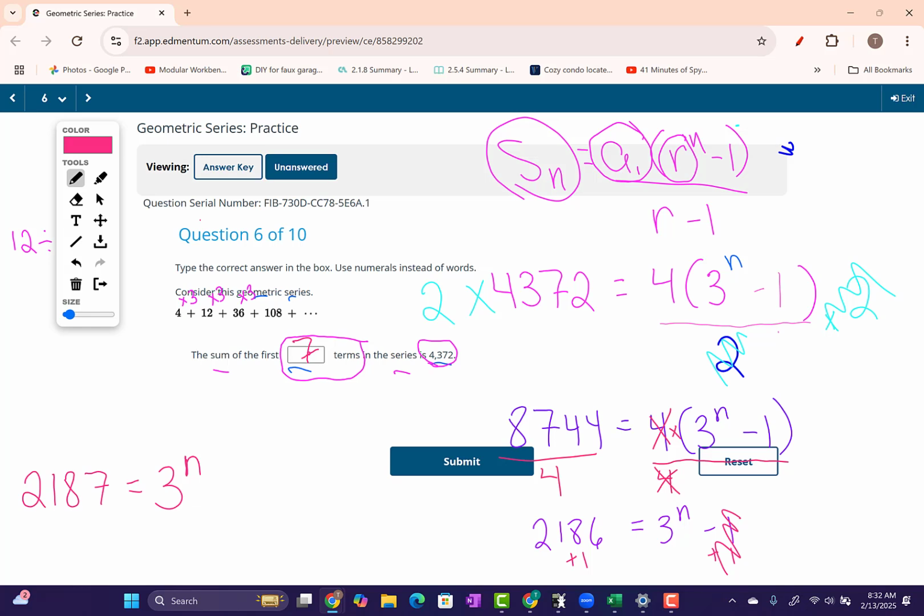4,372. There are probably quicker ways to do this without the formula. You could have just listed the first 7 terms and then added them together to get 4,372. Probably quicker in this instance, but sometimes the formula is quicker, so I wanted to show you that process.